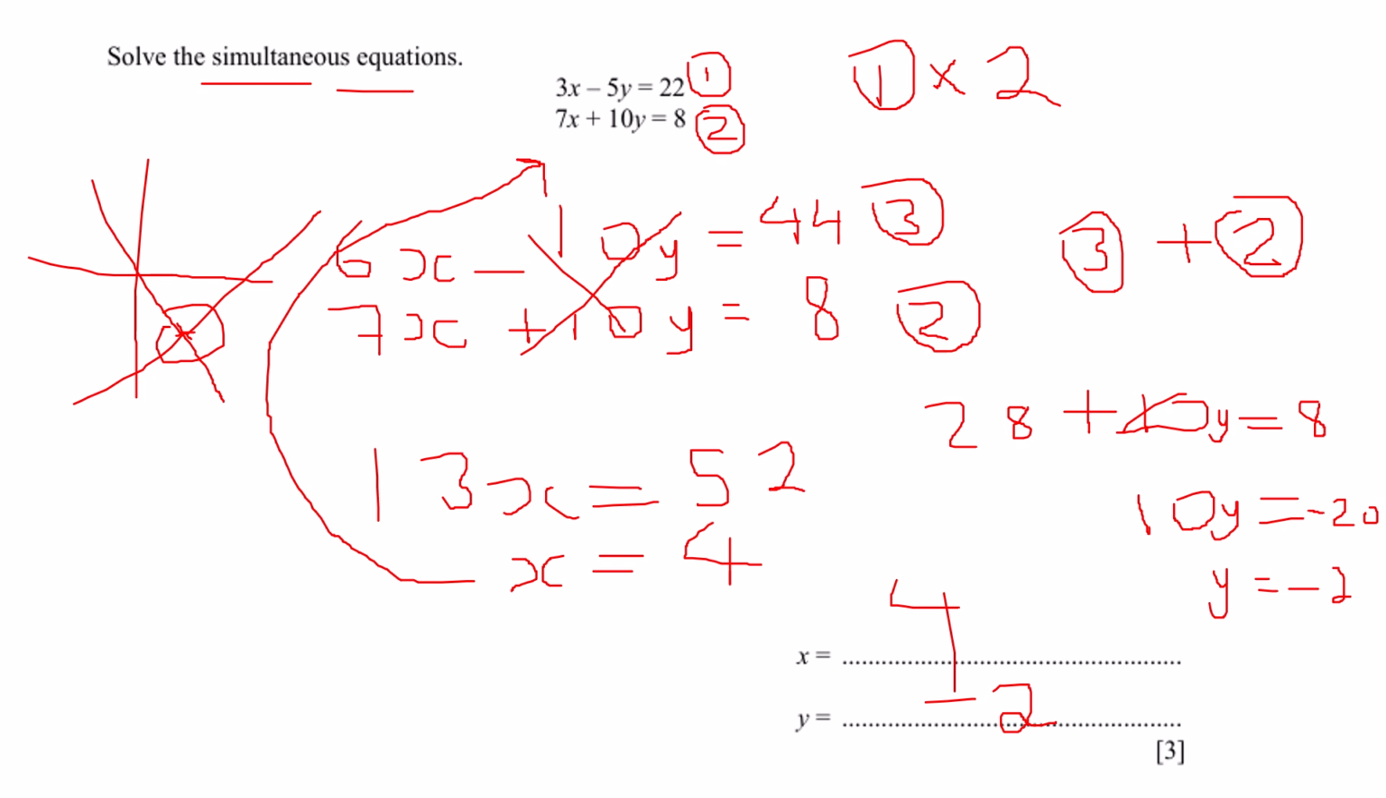That's 4, minus 2. So that, guys, is how we solve a pair of simultaneous equations algebraically using the elimination method.